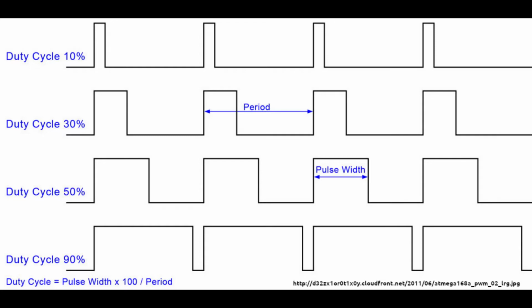The brightness of the LED is proportional to the size of the pulses, otherwise known as the duty cycle. The wider the PWM pulse, the brighter the LED. Let me demonstrate how it works with the Raspberry Pi.